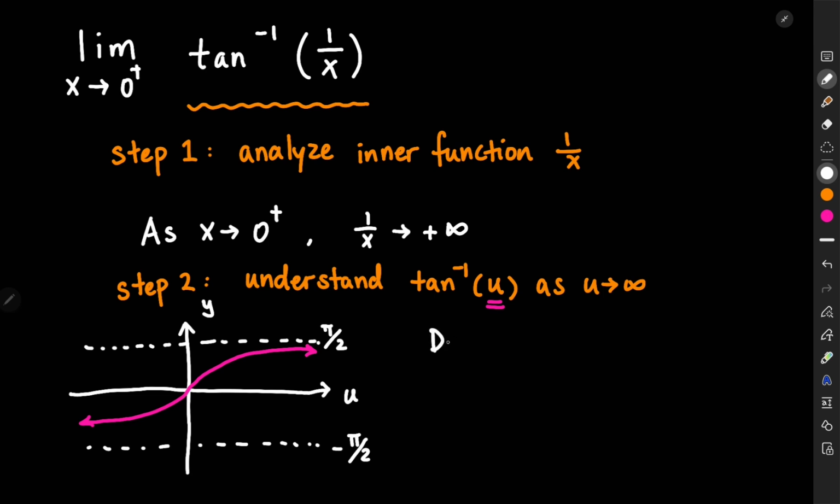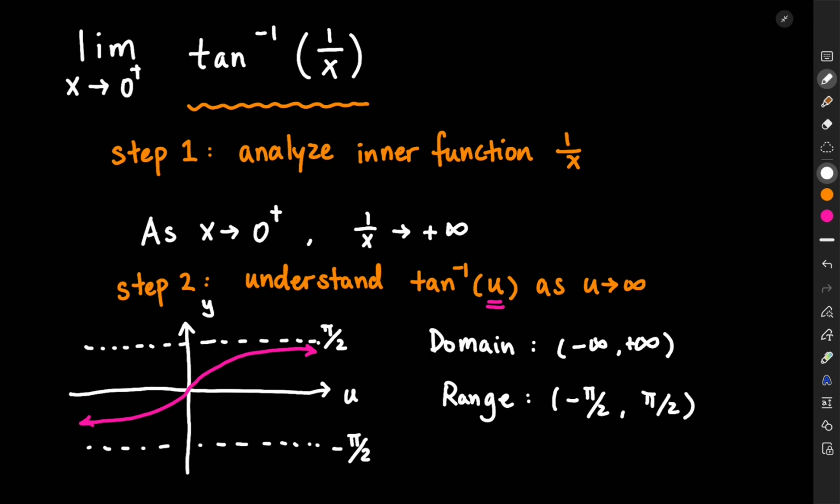So for the inverse tangent function, our domain, which is our x value, can be from negative infinity to positive infinity. And our range, which is our y value for inverse tangent x, can be negative pi over 2 to pi over 2. So negative pi over 2 and pi over 2 here are called horizontal asymptotes, which means your function will get infinitely close to that line but never touch it.